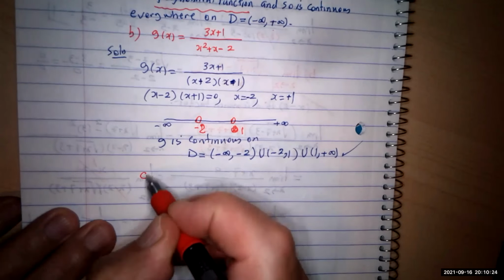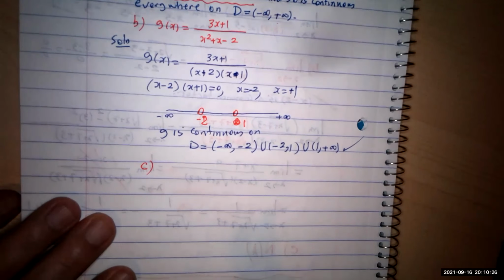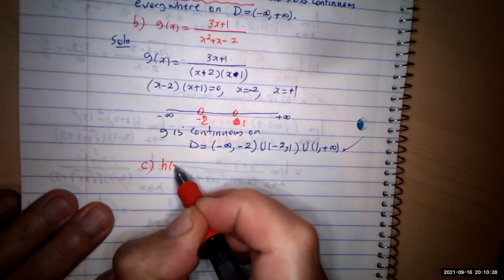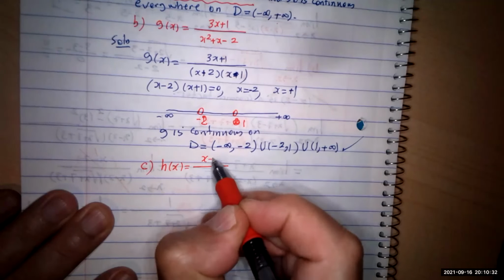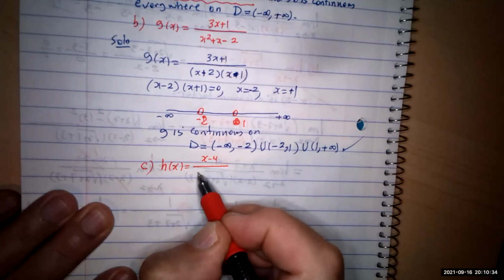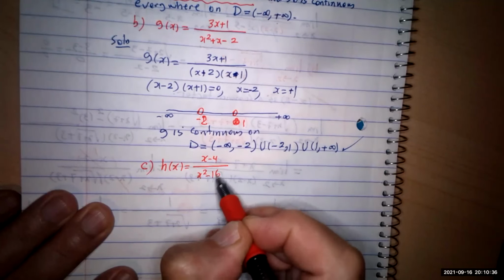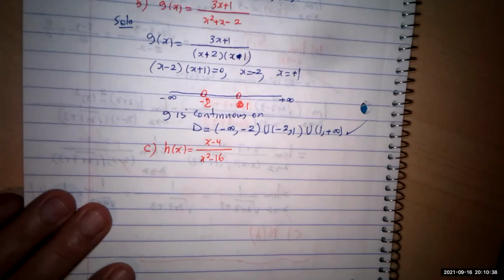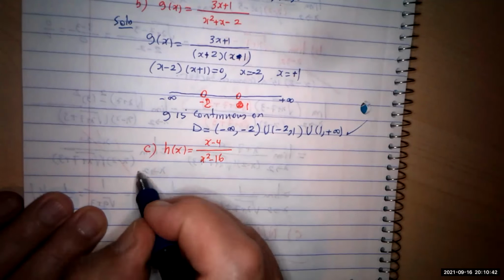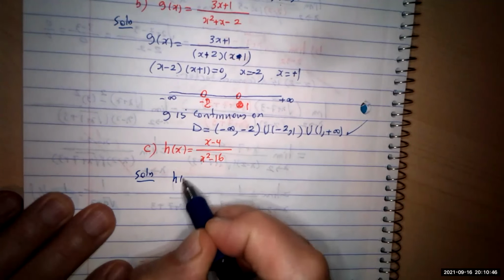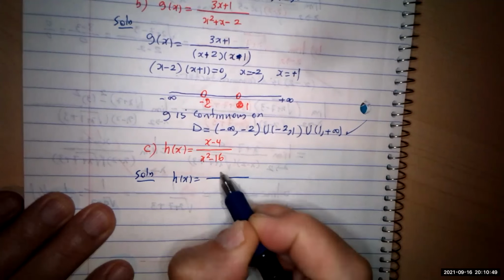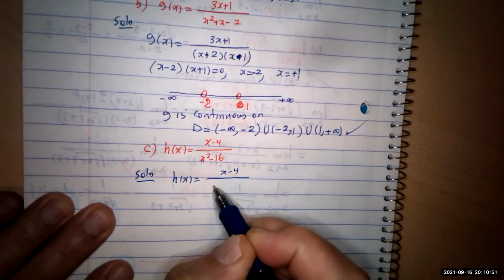Part C is the same, but some people miss 1 point. So that's why we want to make sure you are not going to miss it. It's going to be x minus 4 over x squared minus 16. And the same thing, we have to factor the bottom one, which is easy to factor. Okay, so it's going to be the solution. We factor it, h of x, so we get x minus 4 on the top. And this would be x minus 4 times x plus 4.